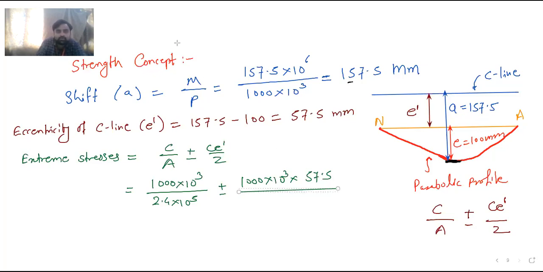E dash is 57.5 divided by 2.4 into 10 raised to 7. Okay, so solve both the brackets, you will get the value. So at top, sigma T is equal to, and at bottom, sigma B is equal to.